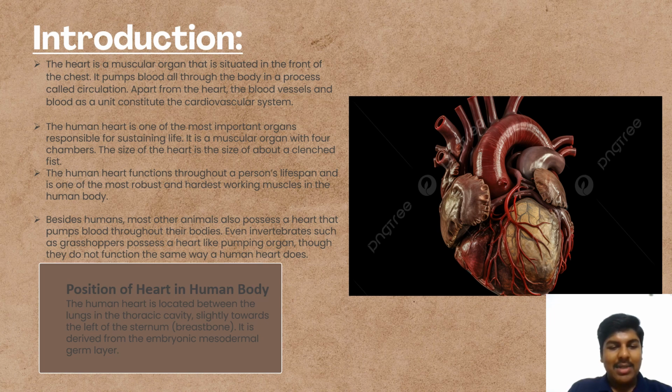The human heart is located between the lungs in the thoracic cavity, slightly towards the left of the sternum, the breastbone. It is derived from the embryonic mesodermal germ layer.